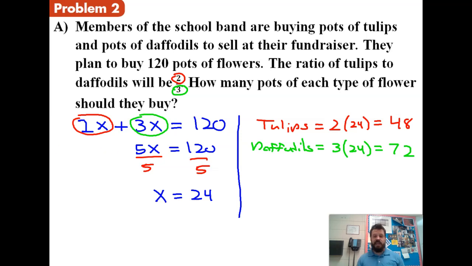All right, problem B is a similar example. Take a minute, pause the video, run through part B, and then you can hit play and we'll run through it together.